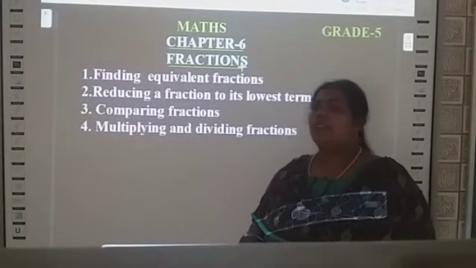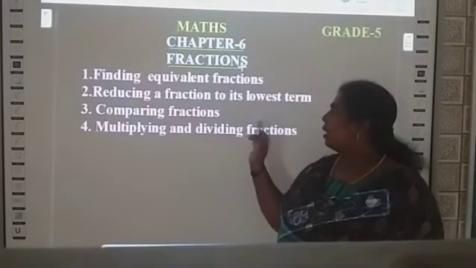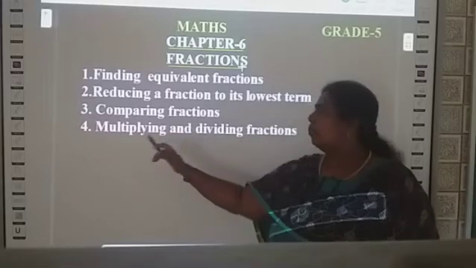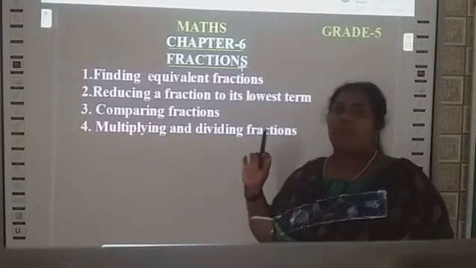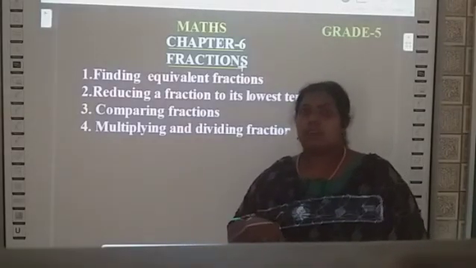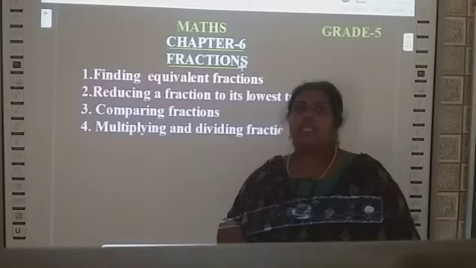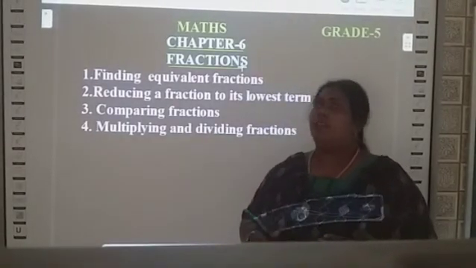Do you understand, children? Yes. First one is finding equivalent fraction. Then second one is reducing a fraction to its lowest term. Then third one is comparing fractions. Then fourth one is multiplying and dividing fractions. These fractions actually you learned in fourth standard also, isn't it? Now just recall what we have learned in 4th standard.